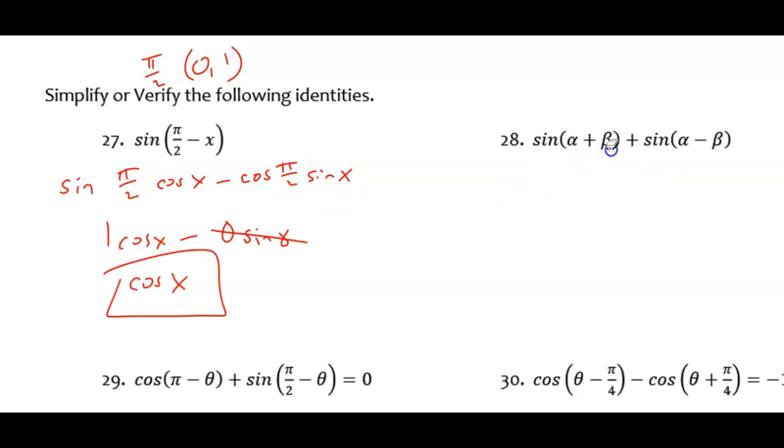All right, this one, these are all variables. So sine of a, cosine. You know what? I need more space. Let's move over.